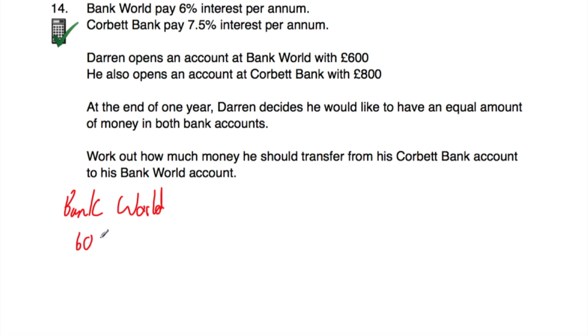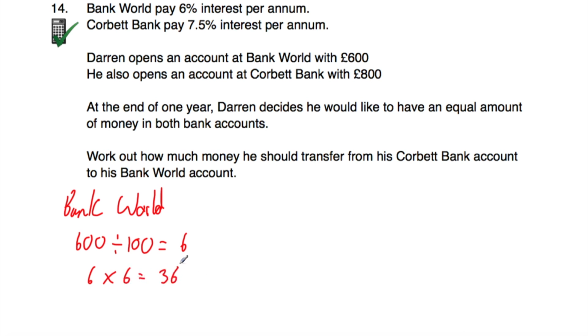So let's take the £600 and divide it by 100. That would tell us 1%. And 600 divided by 100 is equal to £6. So 1% is £6. Now he gets 6%, so we multiply that by 6. That will tell us what 6% is. So 6 times 6 is equal to £36.